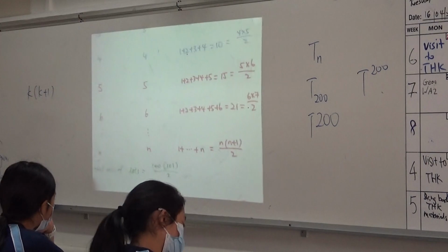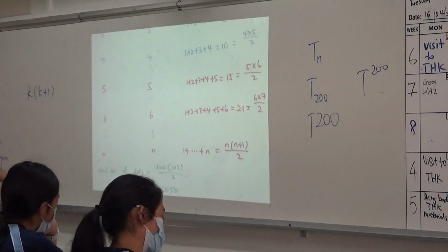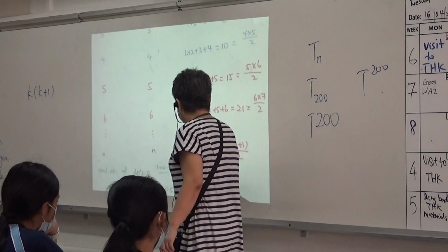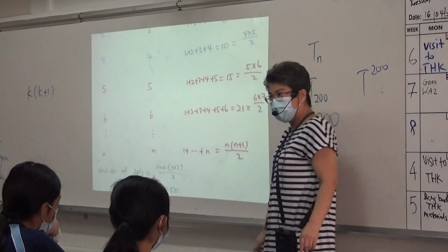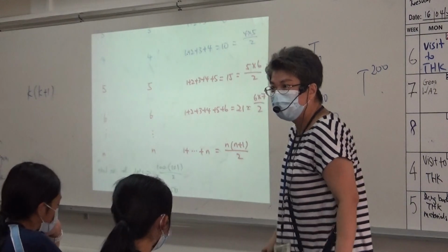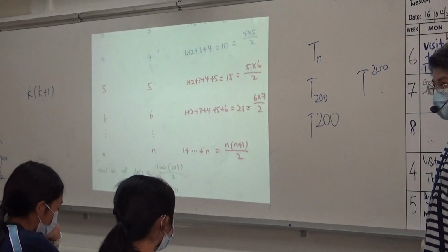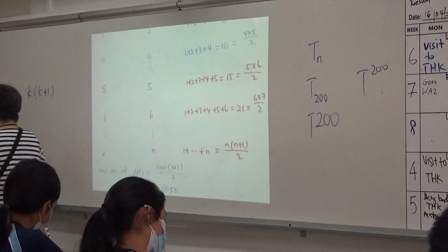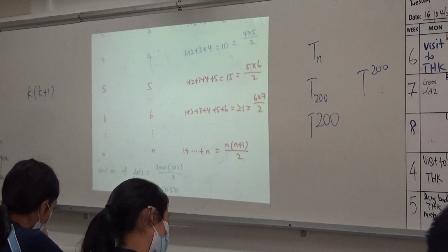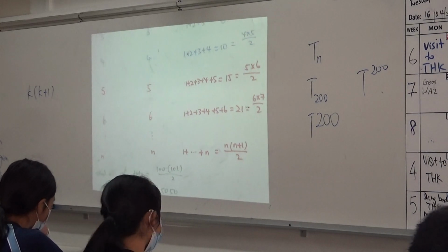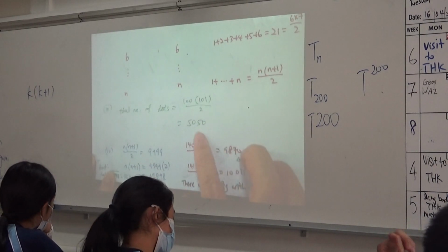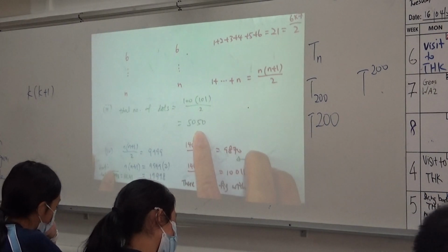5 and 6 will be correct. Then what will be n? n will be n times n plus 1 over 2, correct? Okay, good. Now find the total number of dots to form a triangle whose base is 100 dots. So the number of dots will be this one, 5050. Is this correct? Yes, okay.